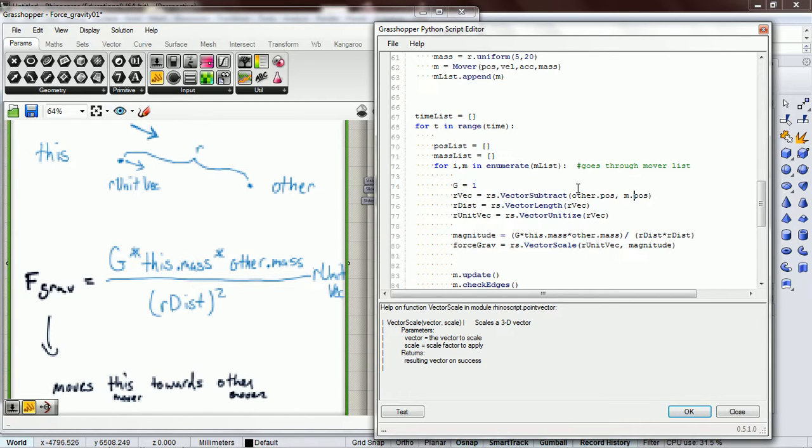So we had this, and then we had this mass, M mass, and the other, we're going to call that attractor. So it's the mover that we're being attracted by. Okay, are those anywhere else? Okay, and then we're going to say M dot apply force, force gravity. And again, like I keep saying, force gravity moves this towards other. So we're going to apply it to this mover.